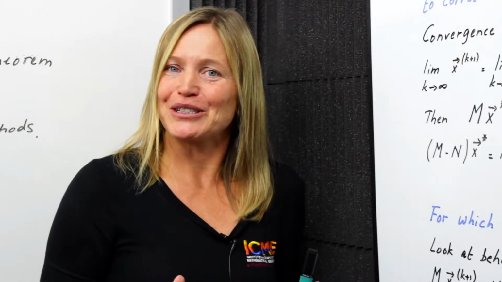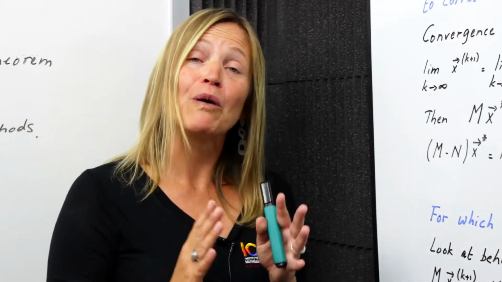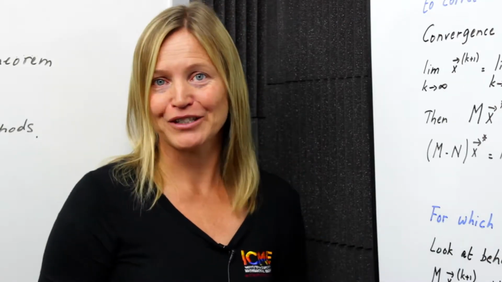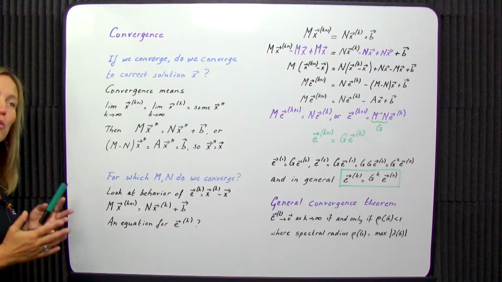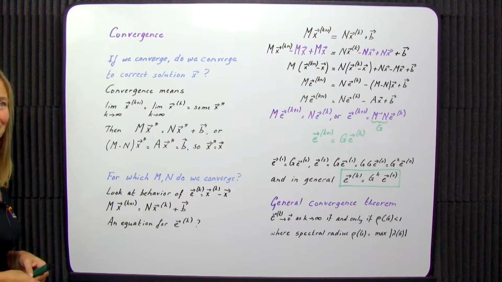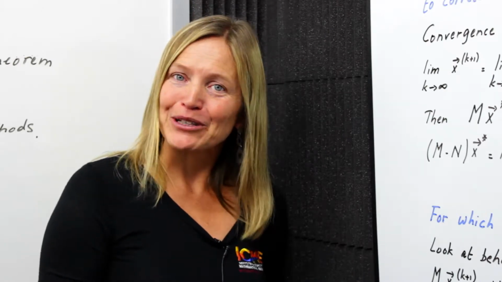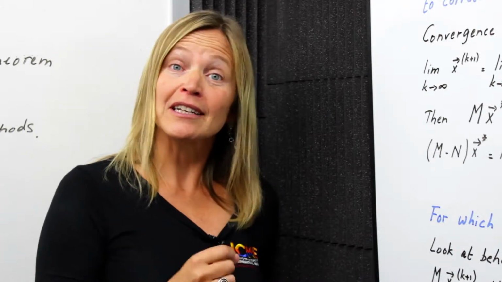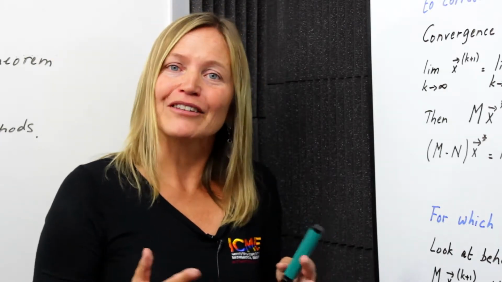So that's really nice. With a stationary method like this, with a split method, no matter how we choose M and N, if we converge, we get the right solution. And the most important question, of course, is for which M and N do we actually converge? We saw before that if M is the identity matrix, then we may not always get convergence. So obviously there are conditions on M and therefore also on N that will tell us whether or not we get this convergence.